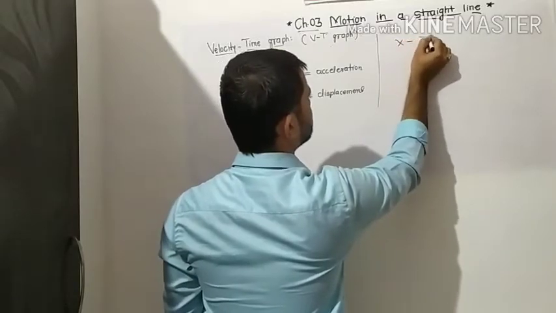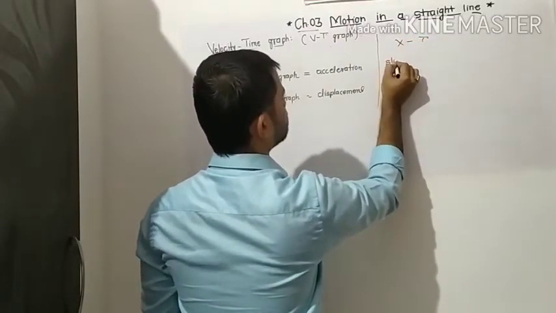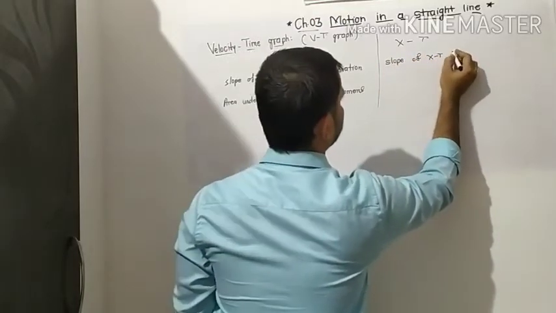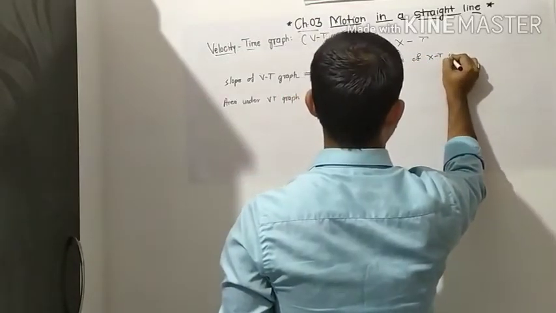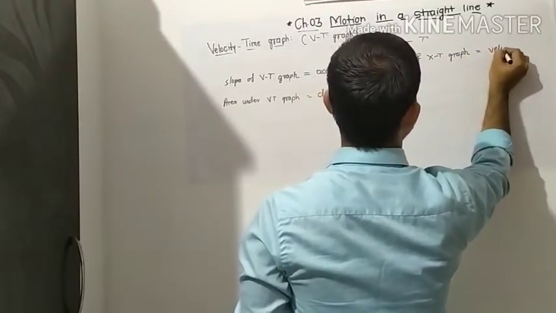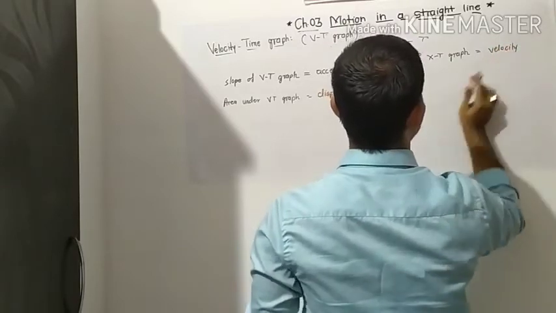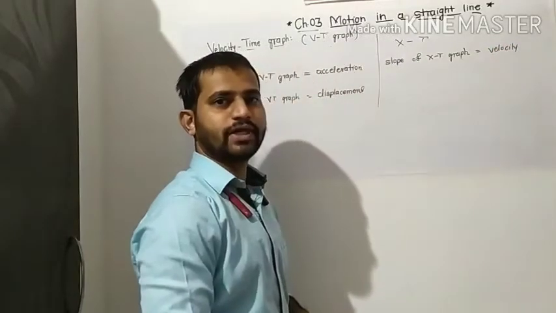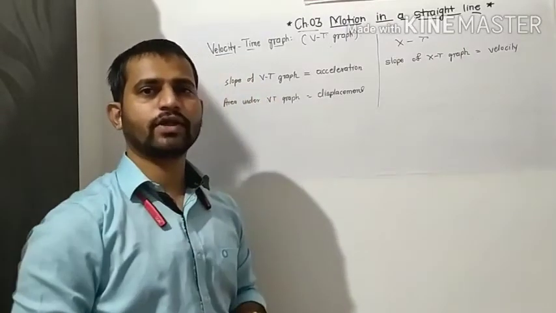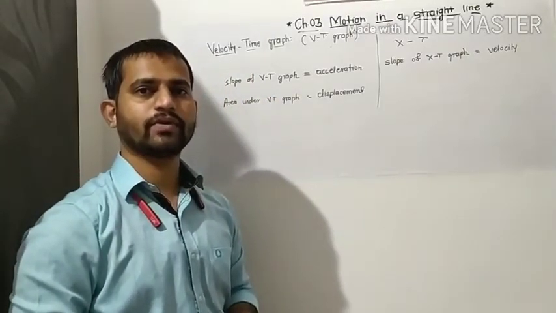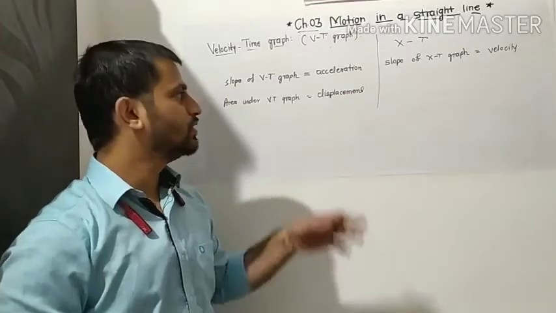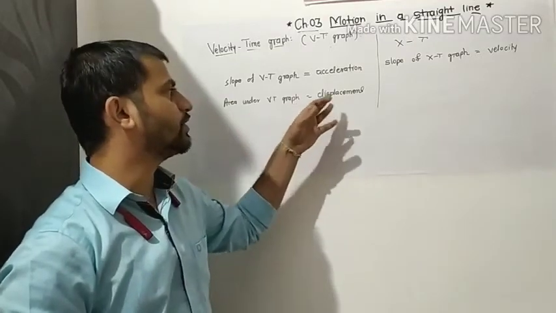the slope of an XT curve or graph gives us the velocity. Okay, the slope of the XT curve gives us the velocity. And we don't know about the area, we can't go for that particular quantity. We don't have a standard formula for the area under the XT curve. So what is important is that the area under the VT curve is the displacement.